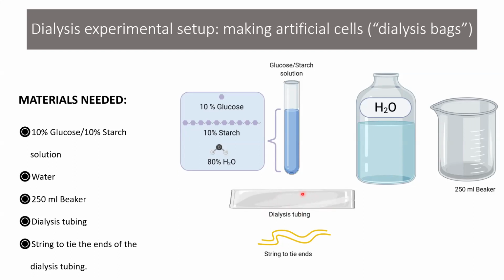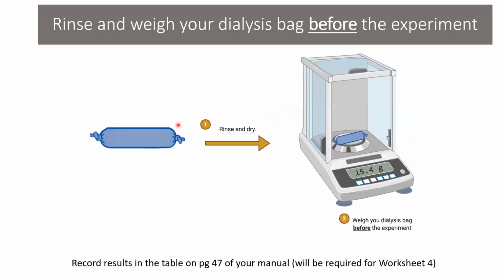So when you make this prediction, what do you think is going to be able to leave this tubing? 10% glucose or 10% starch? Remember that glucose is a monomer, it's a monosaccharide, whereas starch is a polymer, it's a polysaccharide. So this monomer is way smaller than this polymer. So just keep that in mind when you think about dialysis and diffusion.